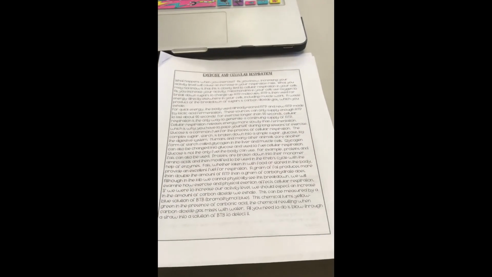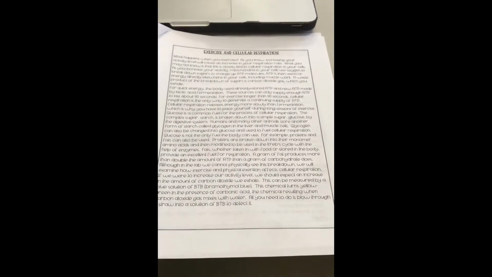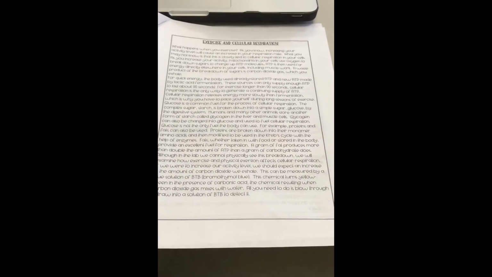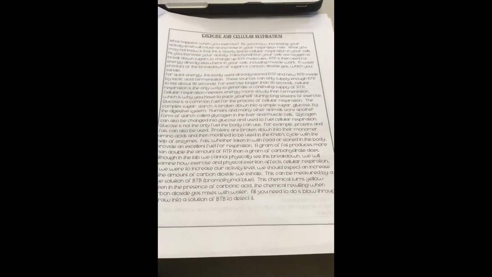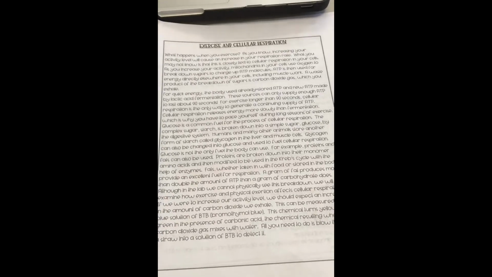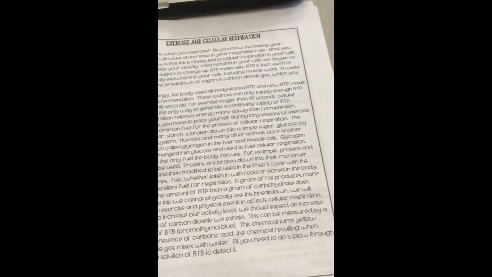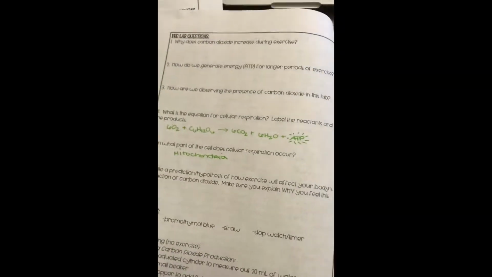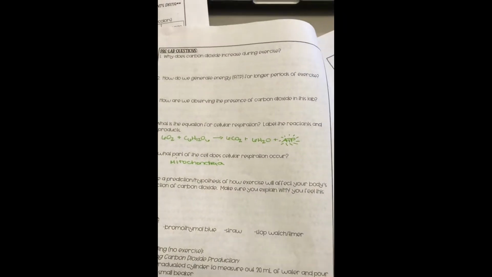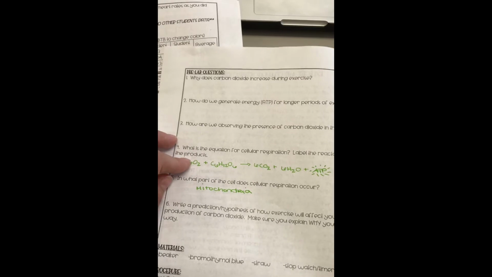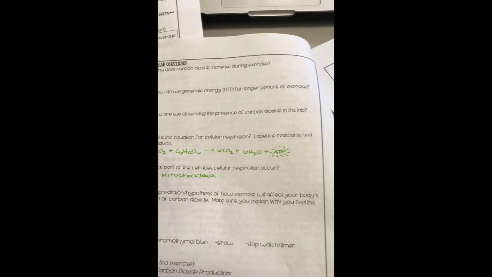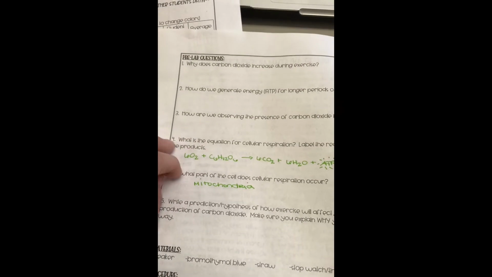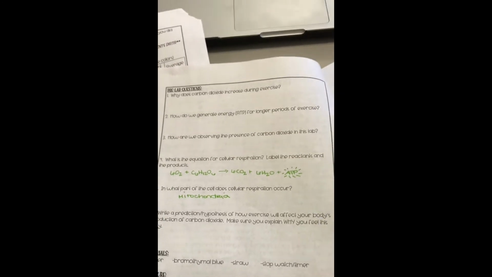So while you were absent today, we did a lab looking at the effects of exercise on cellular respiration, how it affects your carbon dioxide output, as well as your breathing rates and your heart rates. So we went through this reading. We answered some pre-lab questions together. We talked about the reactants and products of cellular respiration, reviewed glycolysis, Krebs cycle, and electron transport, and then we jumped into the lab.